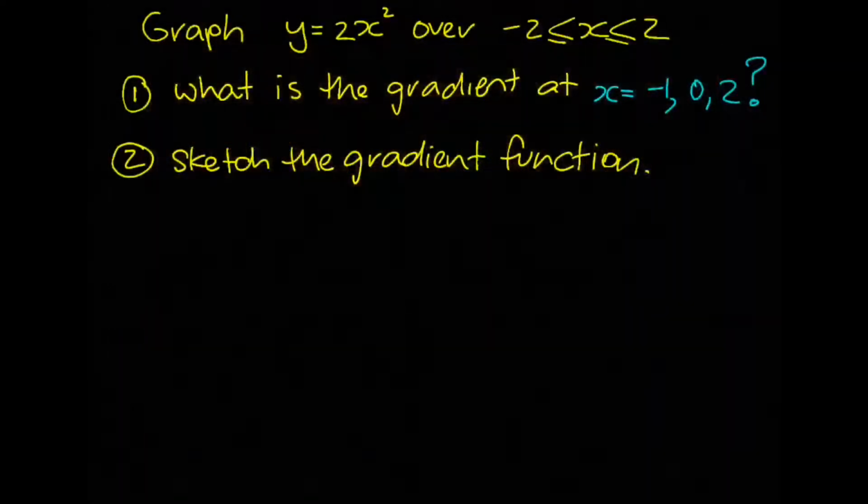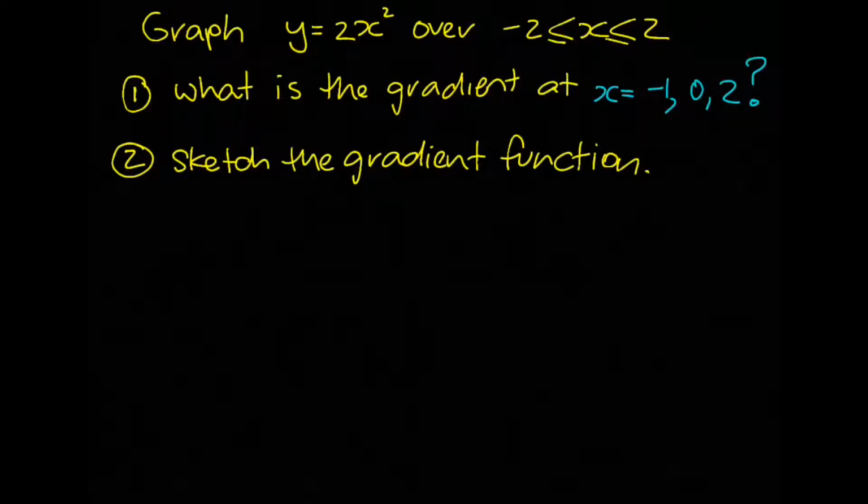Okay, graph y equals 2x squared, for negative 2 is less than or equal to x is less than or equal to 2. 1. What is the gradient at x equals negative 1, x equals 0, and x equals 2? And 2. Sketch the gradient function.